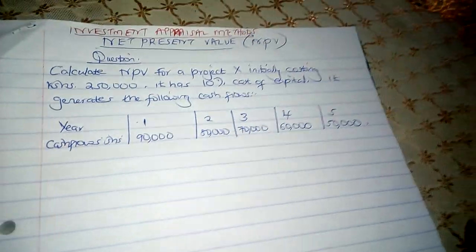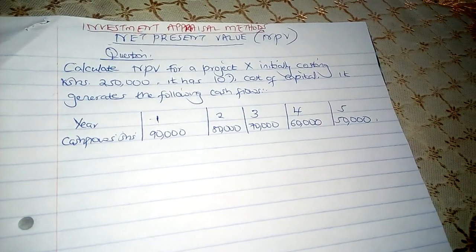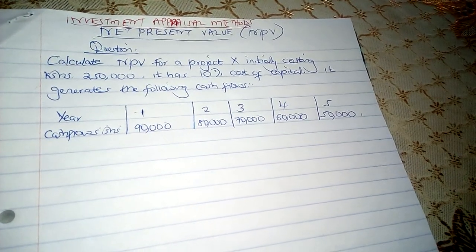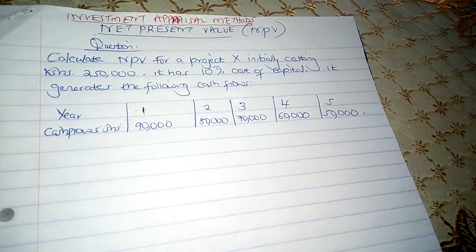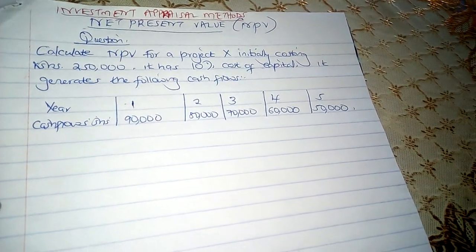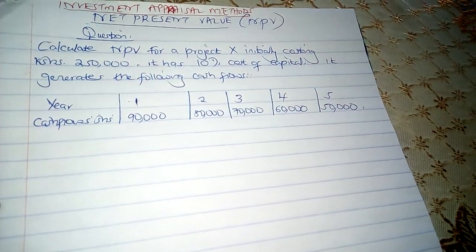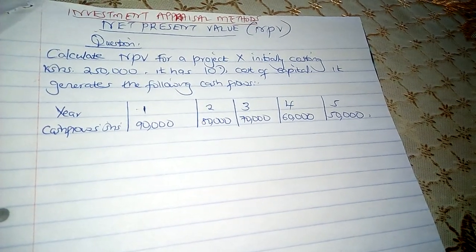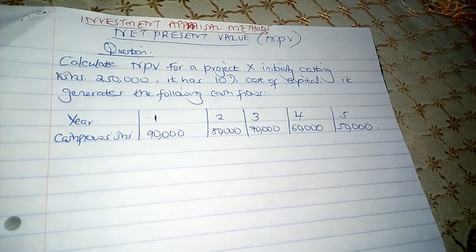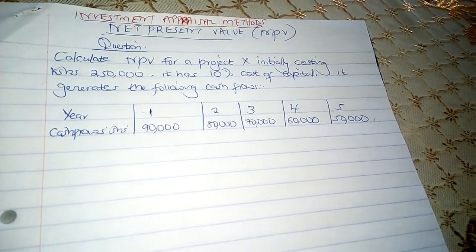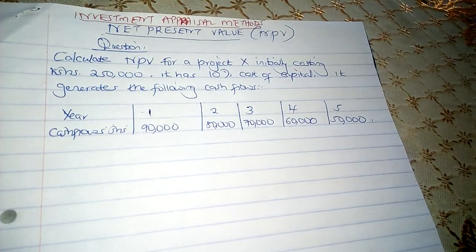Today we will learn one of the investment appraisal methods, which is the net present value, NPV. And the question that we are going to handle that is going to help us to learn more about it is as follows. You have been asked to calculate the NPV for a project X, initially costing 50,000 shillings. It has a 10% cost of capital. It generates the following cash flows.